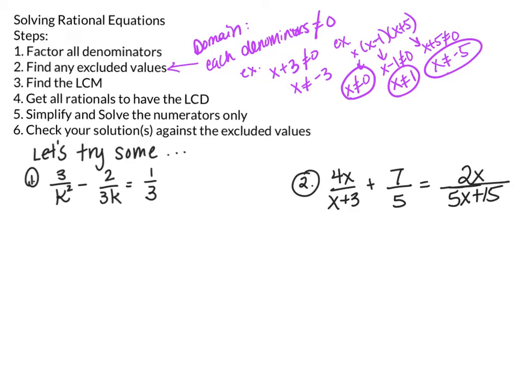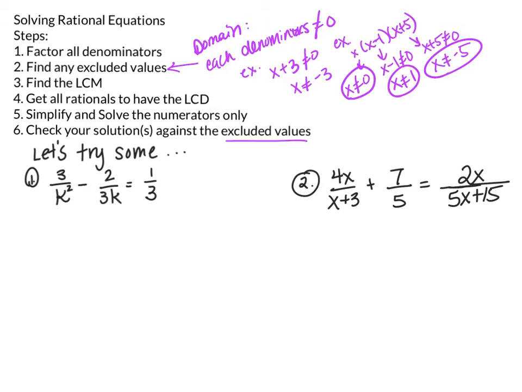Now, those we just leave alone for a little bit. We're not doing much with that until we get to the very end. We'll see that again. So now, looking at these denominators that we have factored, we want to find the LCM, remember that least common multiple, and then get all of those rationals to have that least common denominator. That's kind of what we were looking at last week.